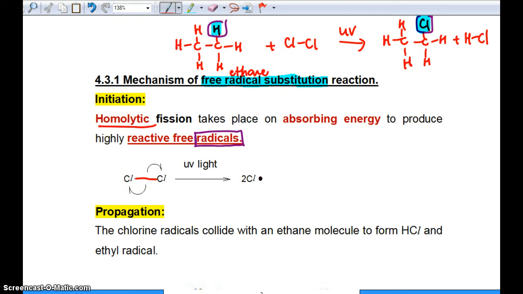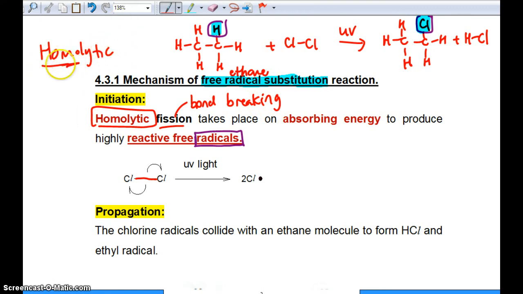Let me just recap with you what is the meaning of homolytic fission. Fission means bond breaking. What is the meaning of homolytic? There are 2 types of bond breaking, one is homolytic, one is heterolytic. Lytic simply means break, so we are trying to break a bond. What about the word homo? Homo means same. The bond breaks in such a way that each atom gets the same number of electrons.